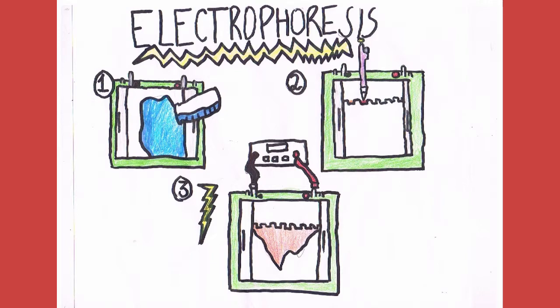The electrophoresis has 3 steps. The first one is cast the gel. The second one, load the DNA sample. And the third one, and finally, is the run. DNA moves from the negative to the positive pole.